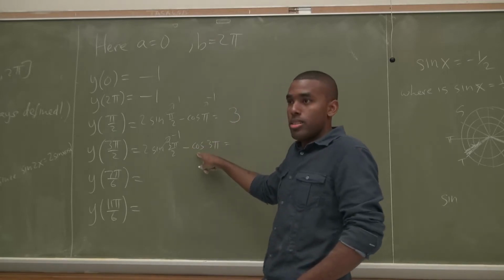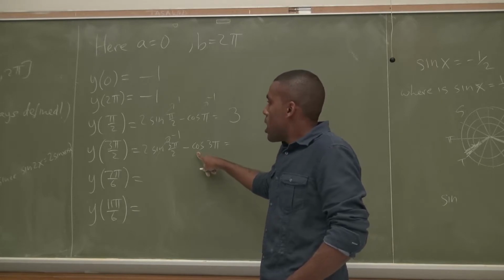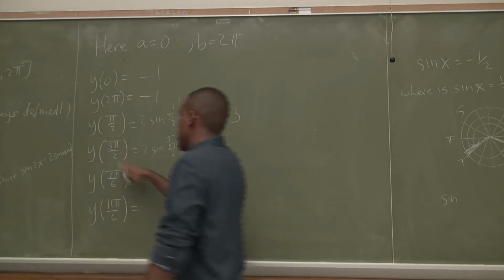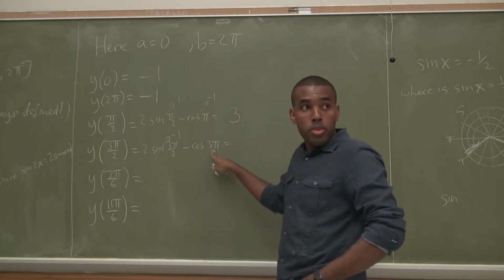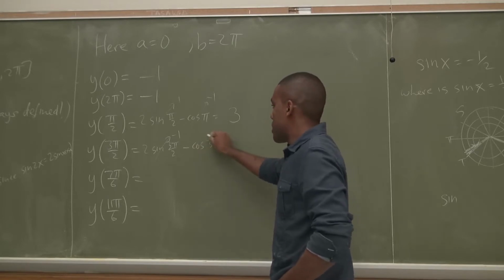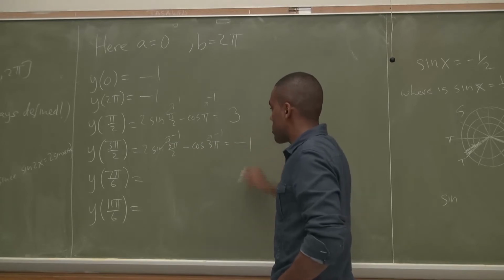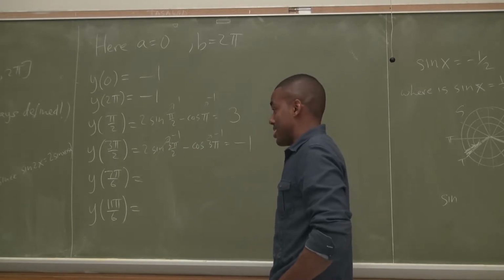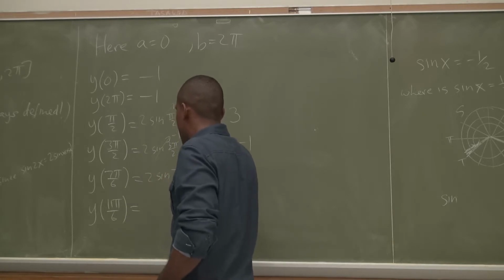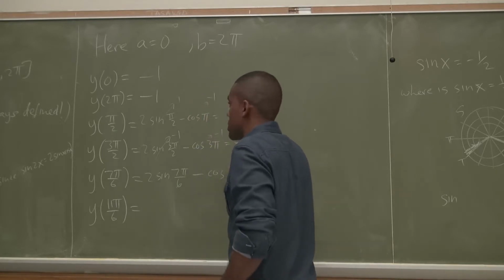Cosine of 3 pi over 2? I plugged in 3 pi over 2 as cosine of 2x. The 2's cancel, I get 3 pi. Cosine of 3 pi is negative 1. So this is minus 2 plus 1. Oh yeah, it's minus 1, because it ends with 2 sine of 7 pi over 6 minus cosine of 7 pi over 3.